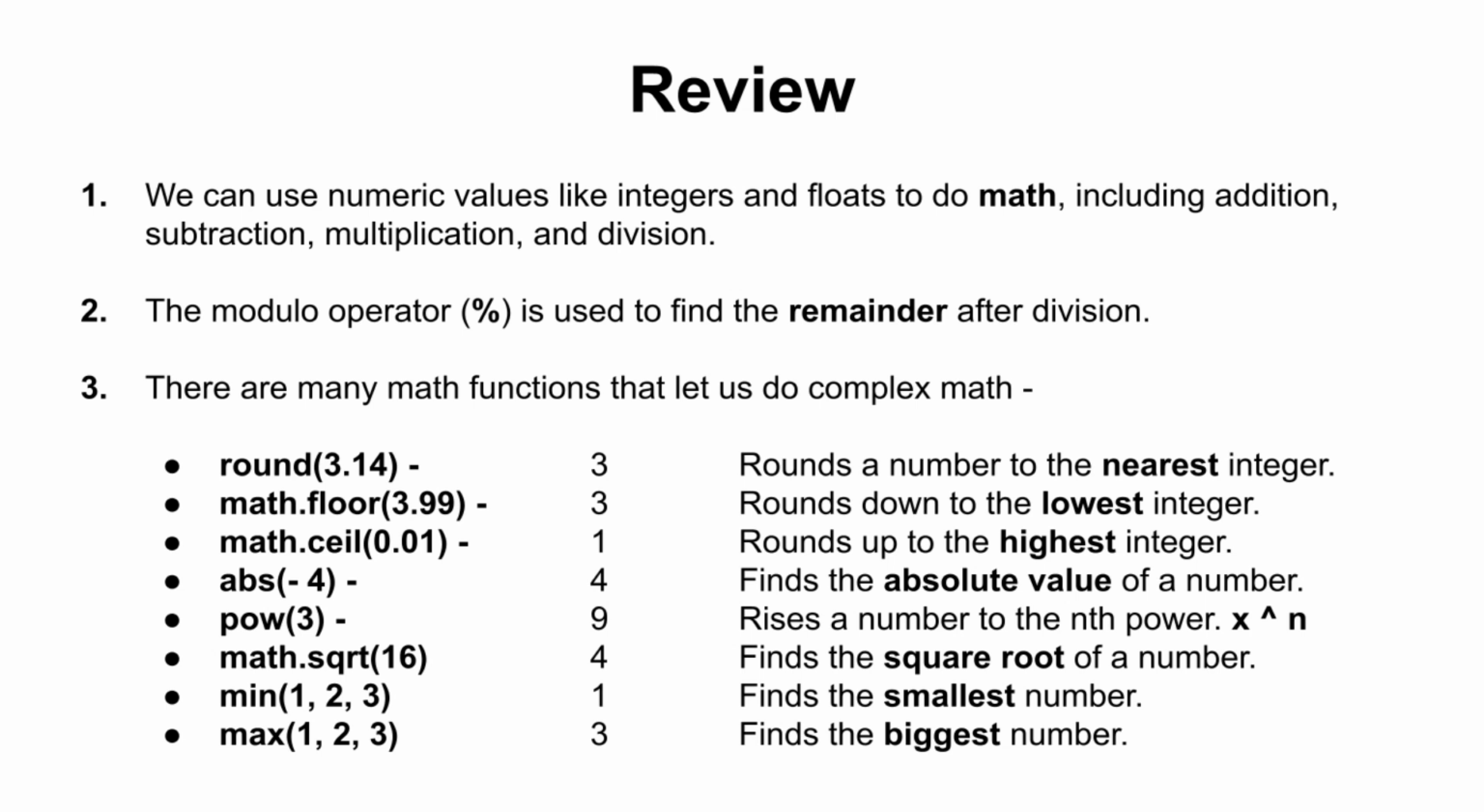The abs function finds the absolute value of a number. The pow function raises a number to the nth power. The sqrt function finds the square root of a number. The min function finds the smallest number in a list. And the max function finds the biggest number in a list.